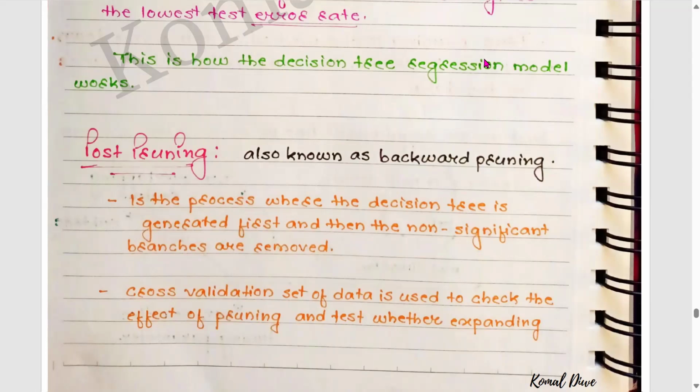Post pruning, also known as backward pruning, is the process where the decision tree is generated first and the non-significant branches are removed. First decision tree generation, then remove all those branches which have no significance.